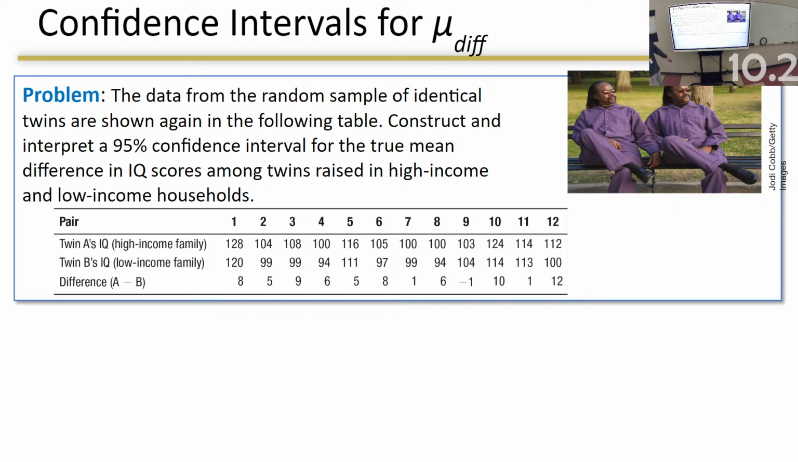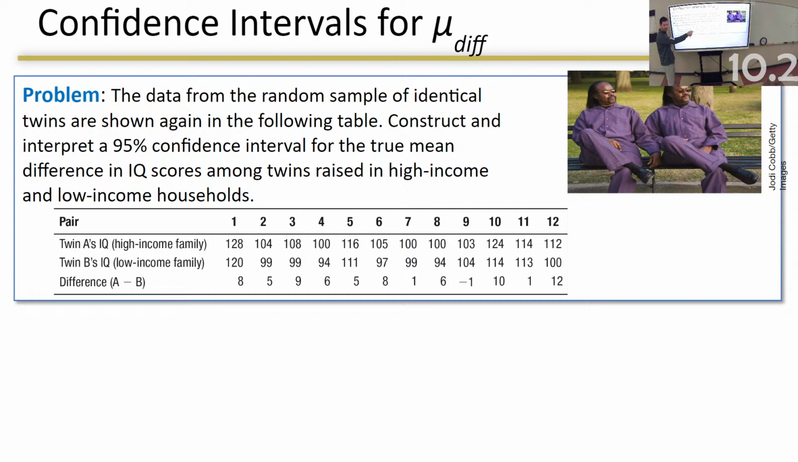Here's my paired data. A random sample of identical twins. That should somewhat clue you in. Following the table, construct and interpret a 95% confidence interval for the true mean difference. You've got to recognize it says mean difference, so I have to figure out what those differences are.